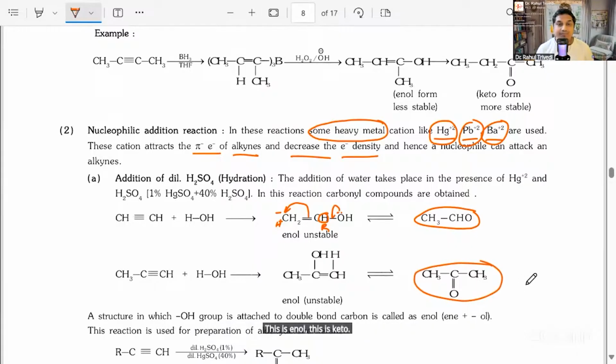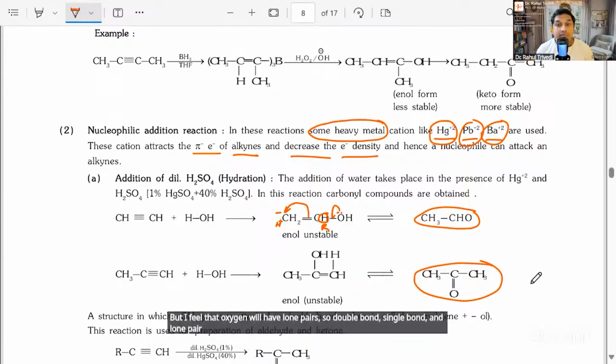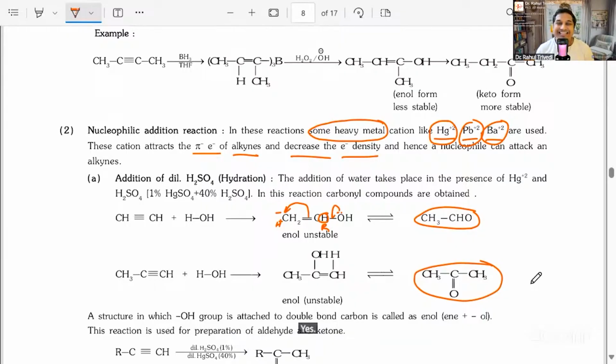Yes, Risha. Sir, they're saying that enol is unstable. But I feel that oxygen will have a lone pair, so double bond, single bond, and lone pair will be in conjugation. Resonance might take place. That happens if you have those lone pairs on the carbon.